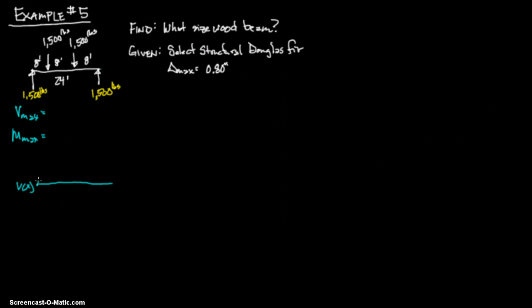And we're going to go up 1,500. We're going to go over 8 foot to 1,500, then we go down to 0. So across that middle part of the beam, you go down again. You're going to have positive 1,500 pounds, and you're going to have negative 1,500 pounds right here. So you can see that your Vmax is going to be 1,500 pounds. Well, actually, let's do the equation as well.